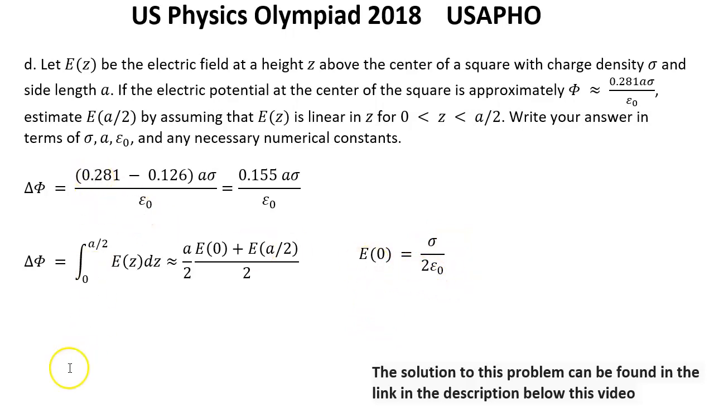And from here we can find that the electric field at the point A over 2 equals 0.119 sigma over epsilon 0. This was the answer for question D, and that was the total solution for the whole problem.